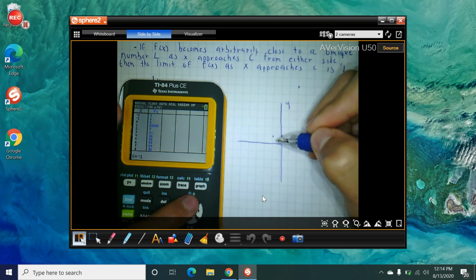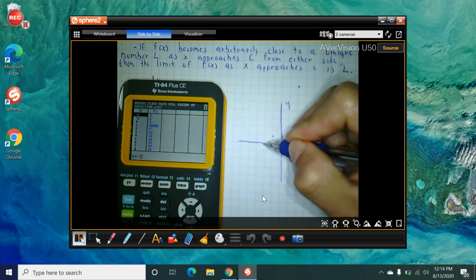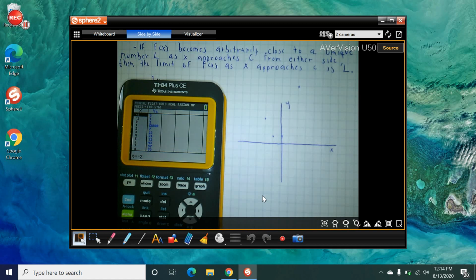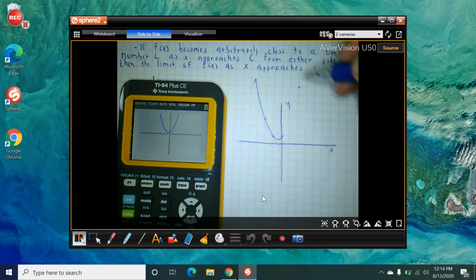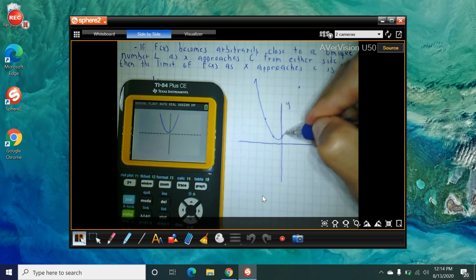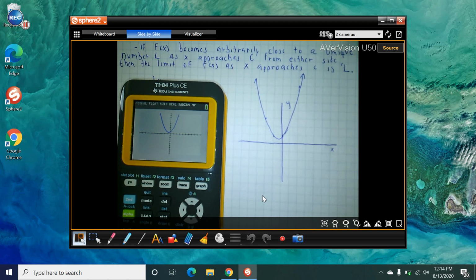And then what else? We got negative 2, 3. And that's really all I need. I'm going to go back to this thing, and it looks like, from the looks of it, it's going to go down here, it's going to go up here, it's going to go here, and then it's going to go that way. So that's kind of what it looks like.